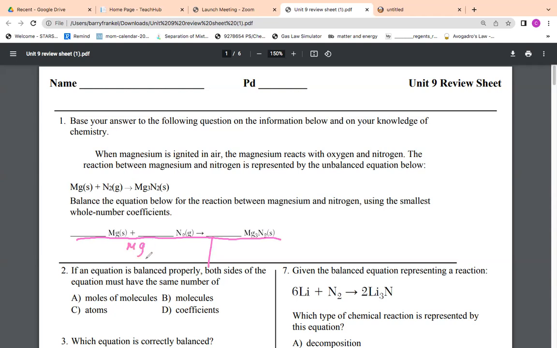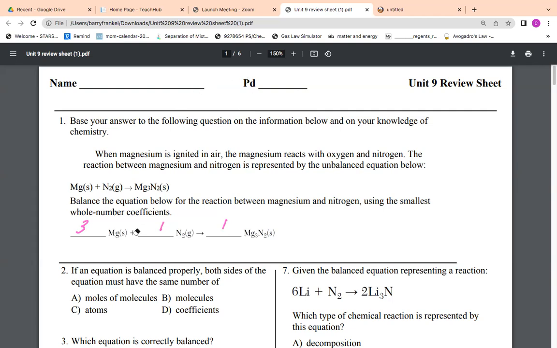We've got magnesium, we've got 1, nitrogen, we've got 2 on this side, magnesium, we've got 3, and nitrogen 2. So our nitrogens are good. The only thing is that we need 3 magnesiums on this side. So we literally just need a 3. That is it. These two other substances do have coefficients. They are 1s. You do not need to put them, but they are there.